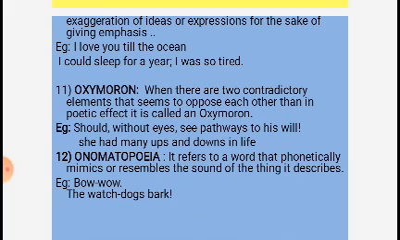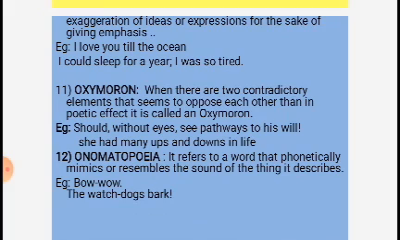The next figure of speech is hyperbole. Hyperbole exaggerates your ideas and expressions to give more emphasis. That means sometimes when you say I love you till the ocean, you're exaggerating and giving more emphasis to your feelings. The other example: I could sleep for a year, I was so tired. In fact, no one sleeps for a year, but you're exaggerating your tiredness and expressing it in a way of emphasizing it, telling that you would sleep for a year. And that's why this tells you about hyperbole.